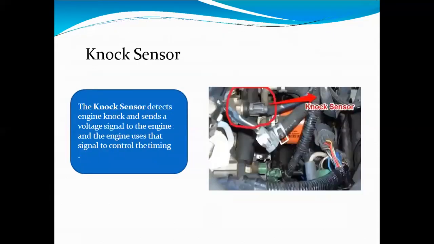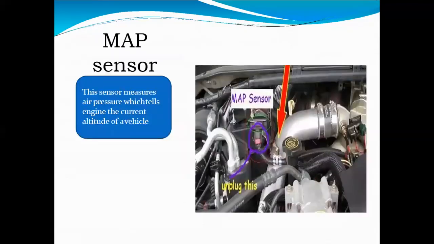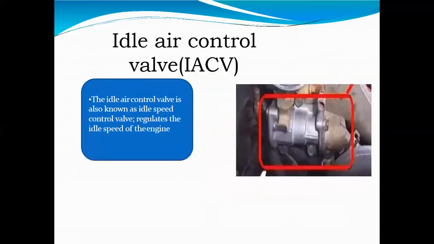So already we discussed. So, NOx sensor. This knock sensor detects the engine knock and sends a voltage signal to the engine, and the engine uses the signal to control the timing. So, MAP sensor. This sensor measures air pressure, which tells the engine the current altitude of the vehicle. Idle air control valve, that is IACV. The idle air control valve is also known as the idle speed control valve. It regulates the idle speed of the engine.